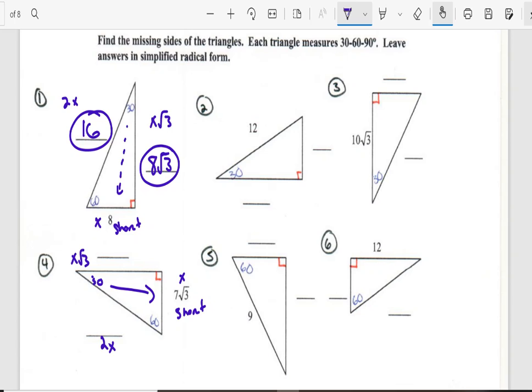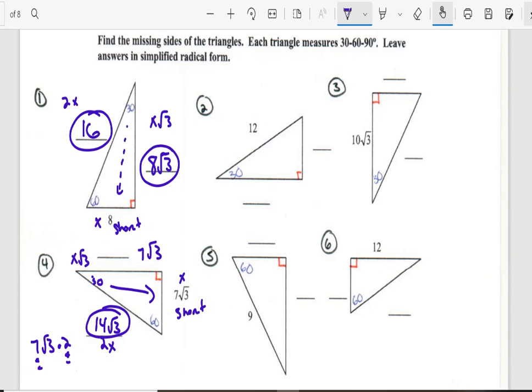So if this is 7 root 3, the hypotenuse is going to be 7 root 3 times 2. Again, at this point, we spent some time reviewing these radicals. 14 root 3 is our answer. You can only multiply the numbers that are outside the radical by each other. All right, now for 4, for the long leg, it's going to be multiplying by root 3.